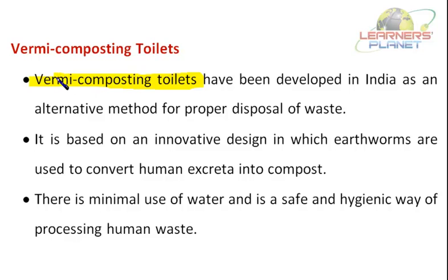Now this system is based on an innovative design in which earthworms are used to convert human excreta into compost. And you know very well that compost or manure is very useful. It acts as a fertilizer. So there is a minimal use of water and it is a safe and hygienic way of processing the human waste, which is converted into compost, and this compost then can be utilized as a fertilizer for growing crops. So this is also a very innovative way to dispose of the waste properly.